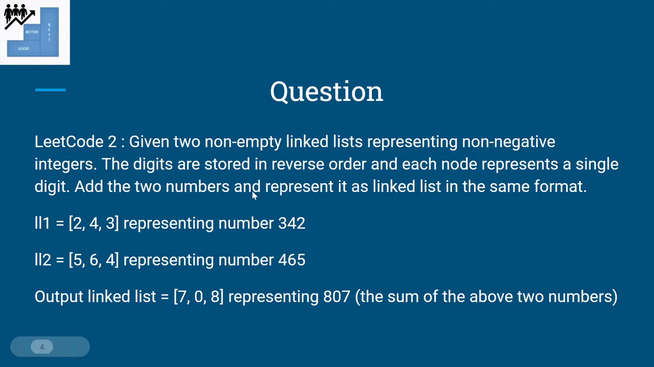the number. What we need to do is add these two numbers and represent the output in the same format. For example, when you add 342 and 465, you get 807, and you need to output the linked list as 708. The link to this question is present in the description. Go and check out this link and practice the question for yourself, and then only see the approach.